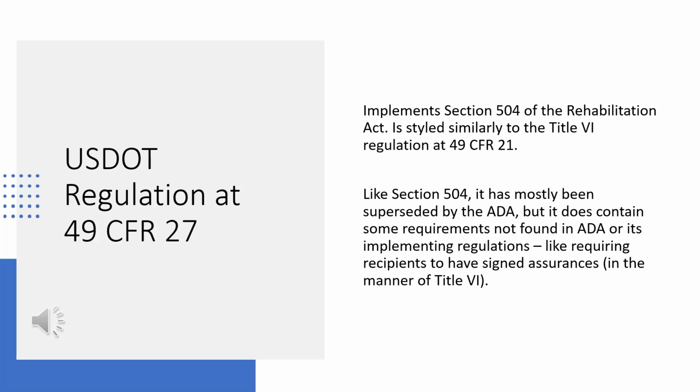The US DOT regulation at 49 CFR 27 implements Section 504 of the Rehabilitation Act. And as far as an implementing regulation goes, it is styled very similarly to the Title VI implementing regulation at 49 CFR 21 that we talked about in an earlier module. Like Section 504, this regulation has mostly been superseded by the ADA, but it does contain some requirements for recipients not found in the ADA or its implementing regulations, like, for example, requiring recipients to have signed assurances in the manner of Title VI.